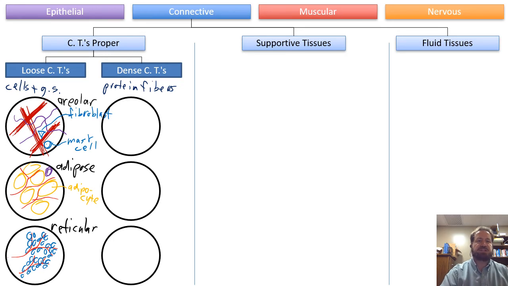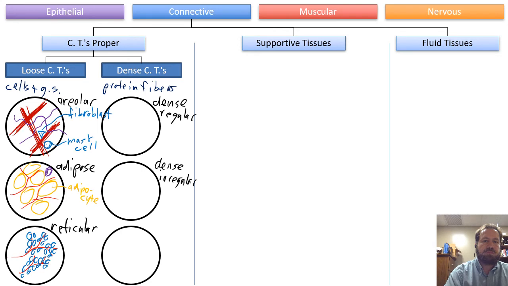What about our dense connective tissues? So we have three possibilities. We have dense regular, we have dense irregular, and we have dense elastic. And what changes about these, they are all dense, but what fibers they have and how those fibers are organized is what changes. In a dense regular tissue, you've got, okay, here's a collagen fiber, here's another collagen fiber right next to it, and another collagen fiber right next to it.